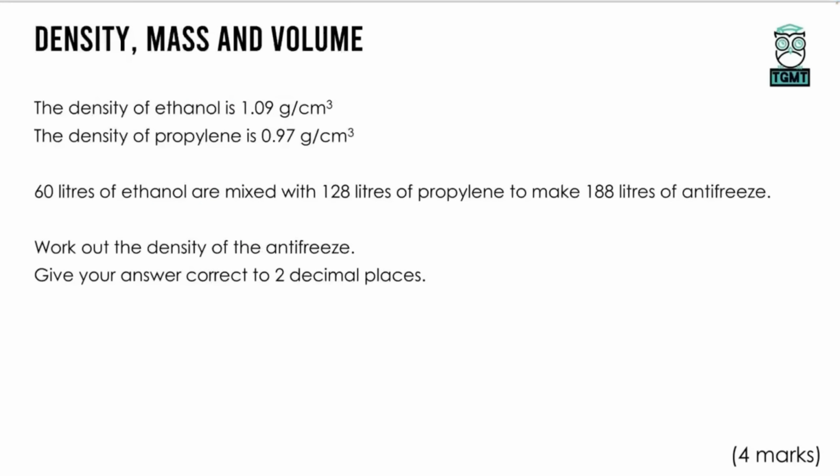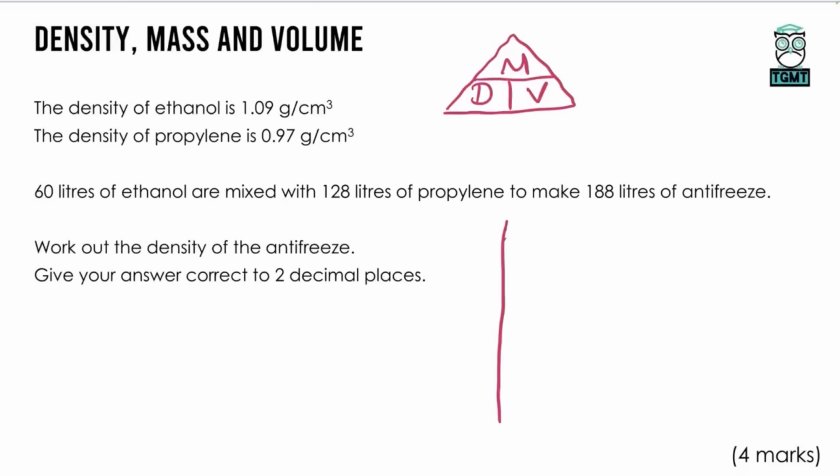Now, when we have density, mass and volume mixtures, I like to lay it out in a particular way. But it says here the density of ethanol is 1.09, the density of propylene is 0.97, and then it says 60 litres of ethanol are mixed with 128 litres of propylene to make 188 litres of antifreeze. Work out the density of the antifreeze. Now the formula for density is that density is equal to mass divided by volume, and again we can use a formula triangle. So here we have lots of information. We've got lots of things getting mixed together.